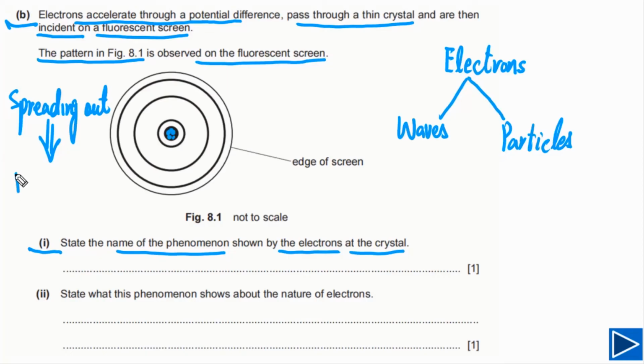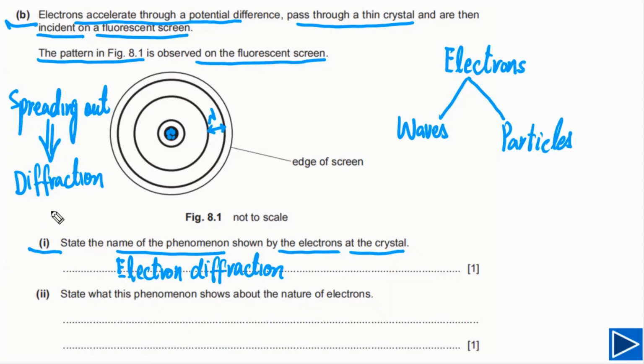As electrons spread out, this phenomenon is diffraction. So we can say this is electron diffraction. Simply we have to write down this phenomenon is electron diffraction because electrons spread out in this case. You can also understand that these are two crests and the distance between these two crests is equal to lambda. So it simply means that in this case electrons behave as waves.